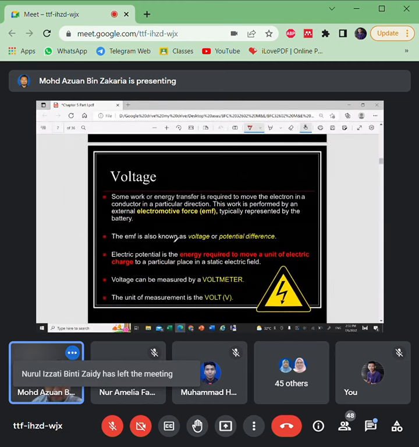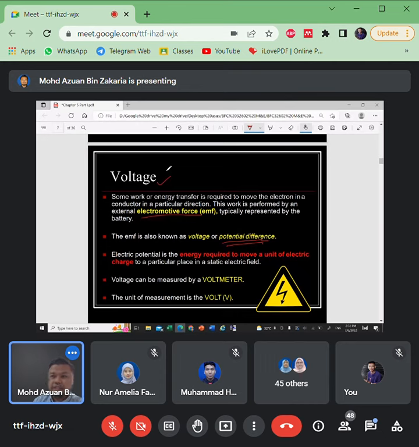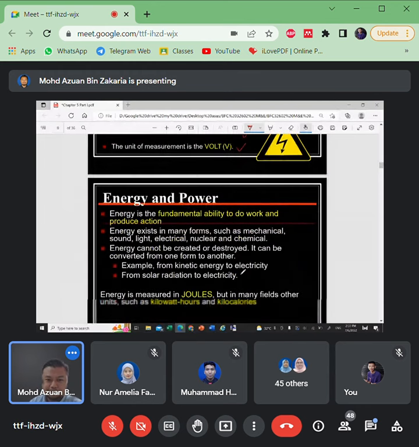Alright, so voltage. Let's see. Voltage is also called potential difference. Why is it called potential difference? Because it is actually electromotive force. So voltage is required to force the charge to move from one point to another point. Okay, so it means the charge cannot move by itself. So it needs some force. So voltage you can imagine as a force, forcing the current to move from one point to another point. The unit is volt, and we can measure it by voltmeter.